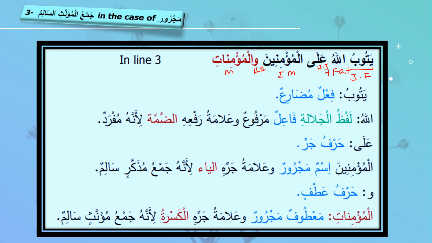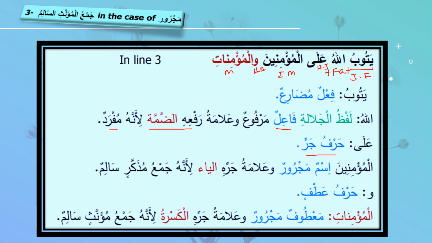So now let's do the Arab. Yatubu fil mudari. Allah subhanahu wa ta'ala says, Yatubu Allahu ala al-mu'minina wal-mu'minat. He will forgive the mu'minin and the mu'minat. So yatubu fi'l mudari, Allahu lafzul jalala, it's in the position of fa'il. How do you know it's fa'il? By the sign alama damma li'annahu mufrad.